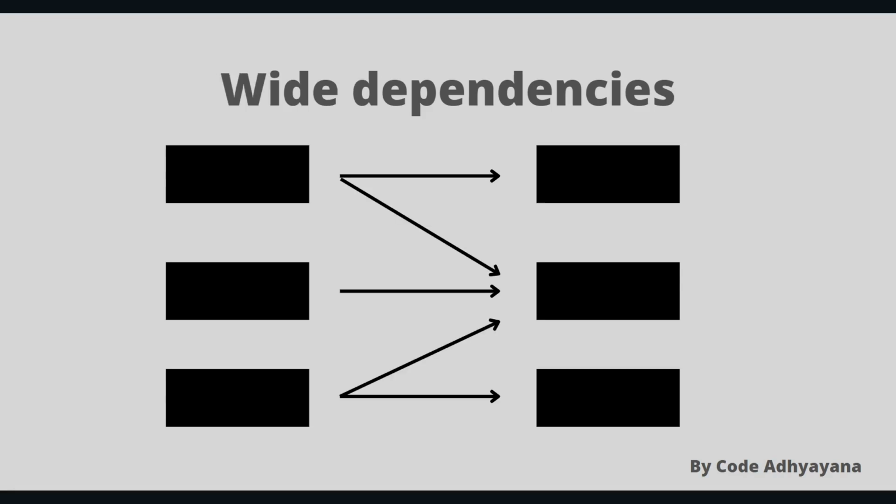Now moving to the next one, where we have wide dependencies. In this case, data can move from one partition to one or more partitions. Some of the methods like reduceByKey or groupByKey are examples of wide dependencies. In this case, once these transformations are performed, then data needs to be written into disk.